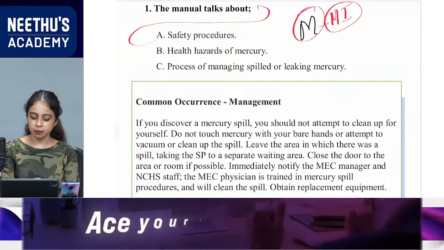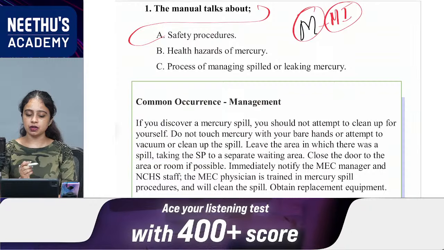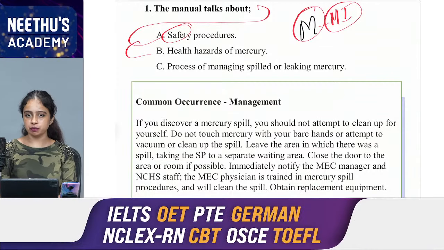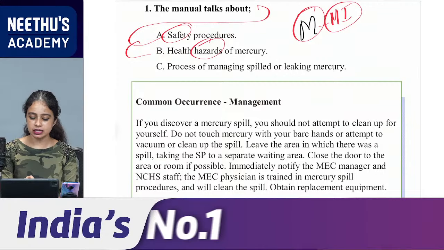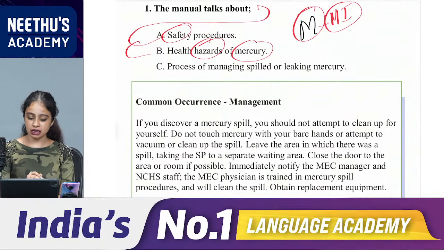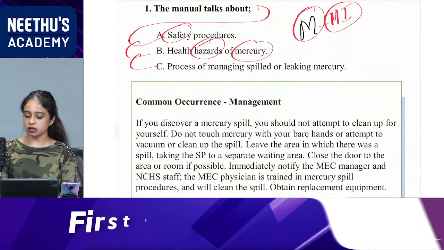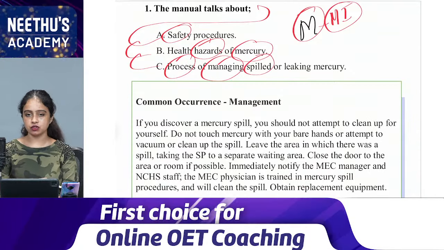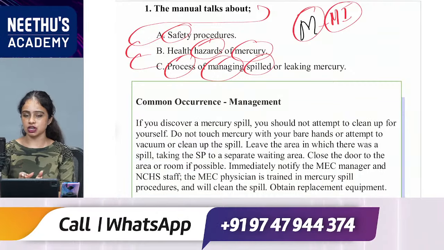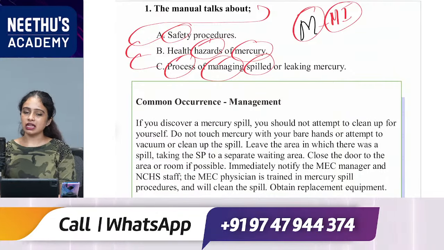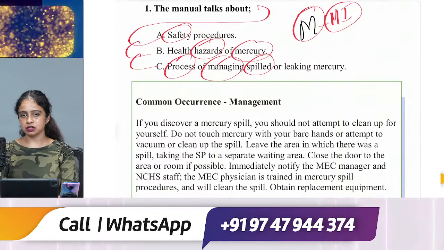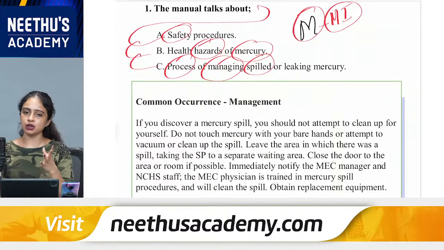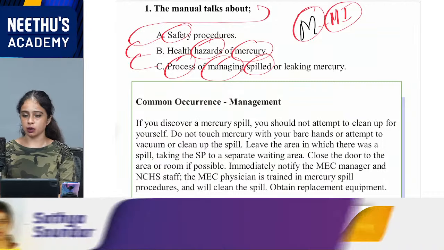So option A, safety procedure. My keyword from option A is safety. Then option B, health hazards of mercury. My keywords: hazards as well as mercury. And option C, process of managing spilled or leaking mercury. My keywords: process, managing, spilled. So these are my keywords from these three options. Either you can read the question, then read the options, and go to the paragraph. Otherwise, you can read the question or the paragraph and find out your answers from these three options.